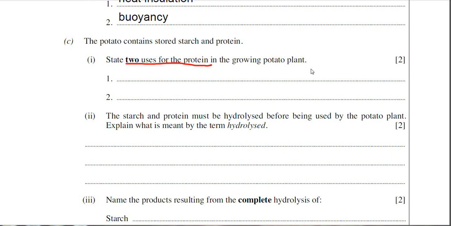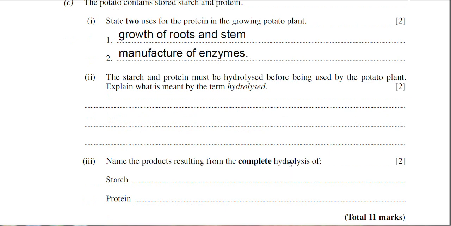Okay, repair, I've said new tissue manufacturing. Okay, so that could be put in there. Another one would be the production of enzymes. Okay, all enzymes are proteins. Okay, so again, two reasonably easy answers to put in there. There you go, I've put growth of roots and stem and the manufacture of enzymes.